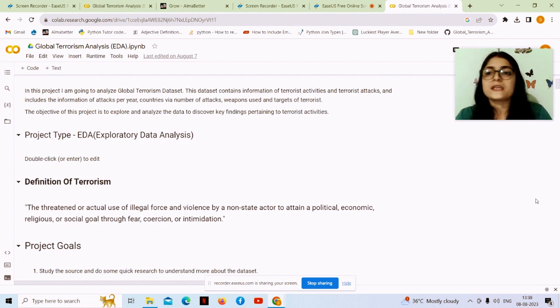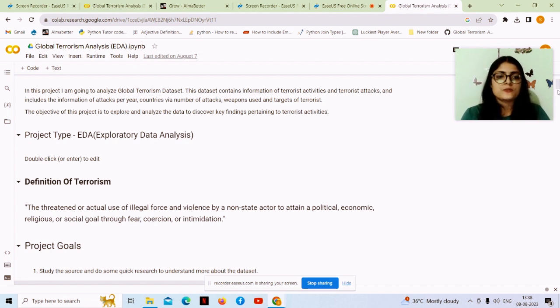Before moving to the main content of the project, let me tell you the definition of terrorism. Terrorism means the threatened or actual use of illegal force and violence by a non state actor to attain a political, economic, religious, or social goal through fear, coercion, or intimidation.